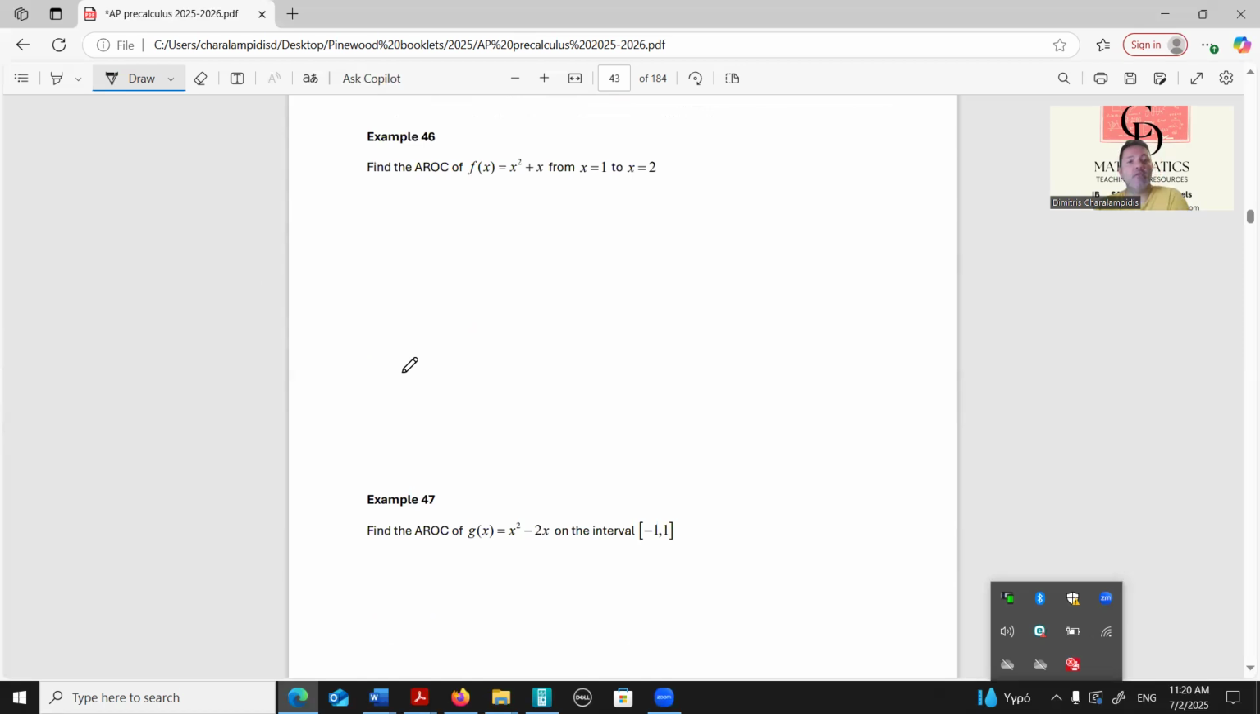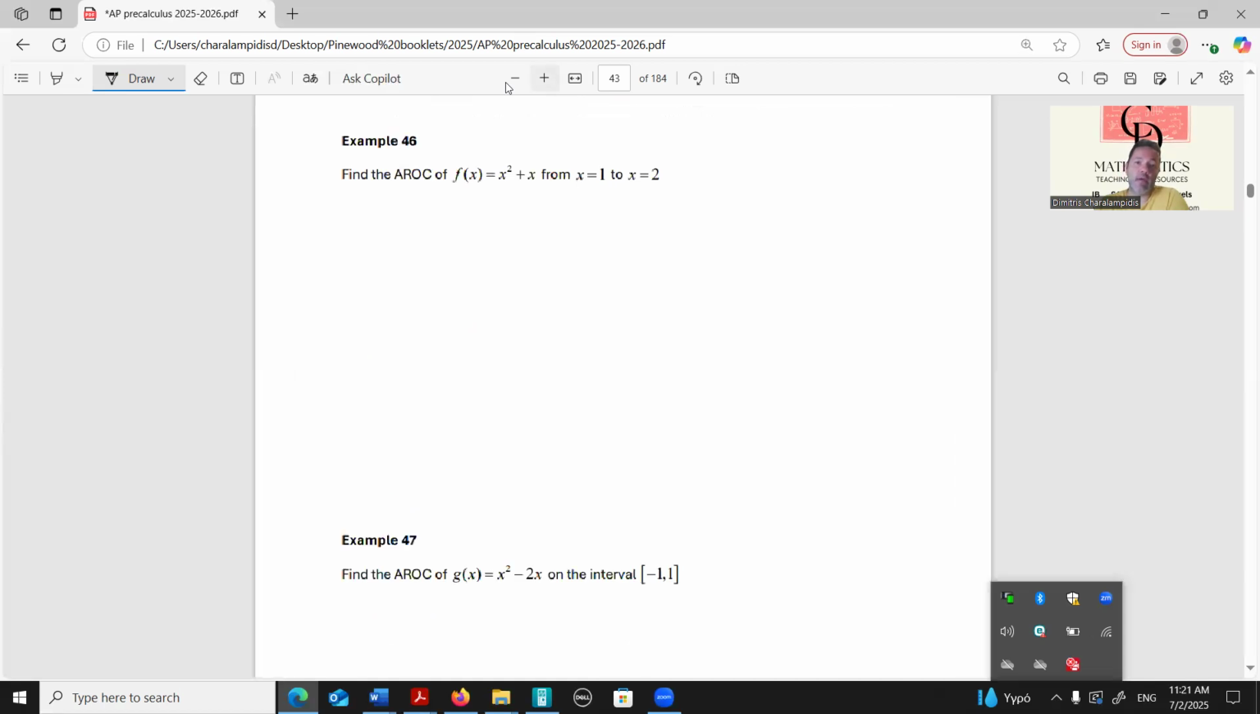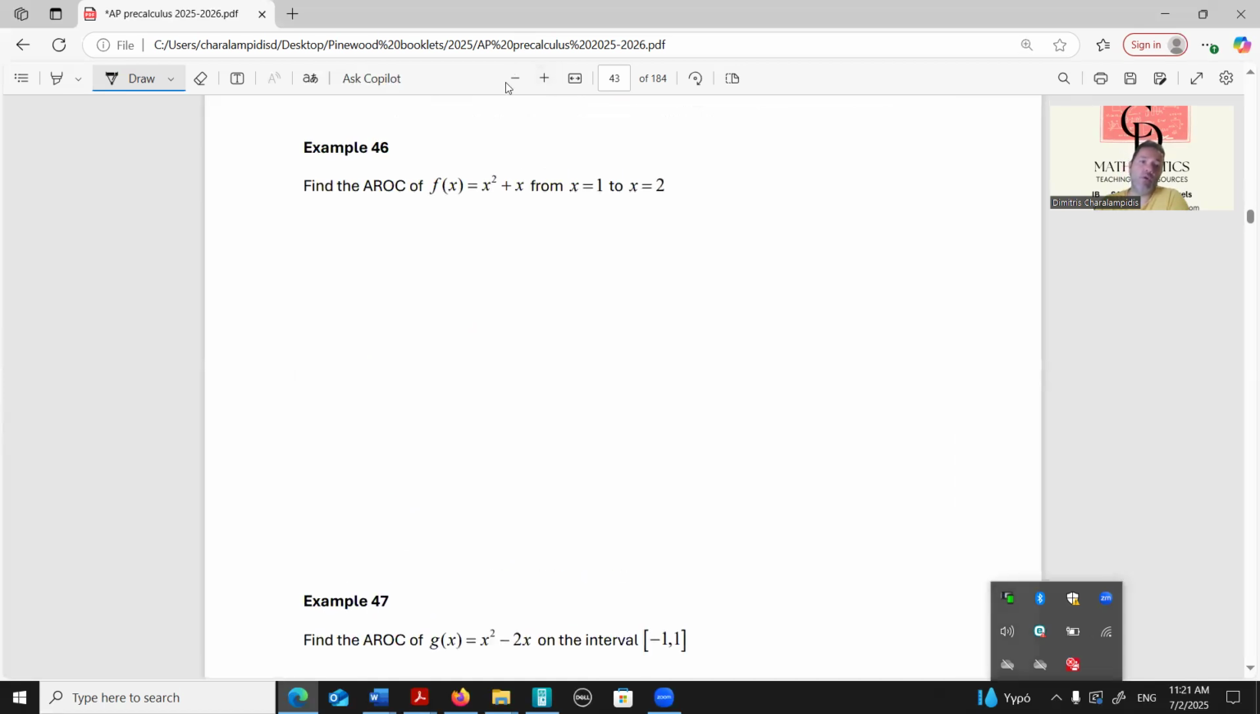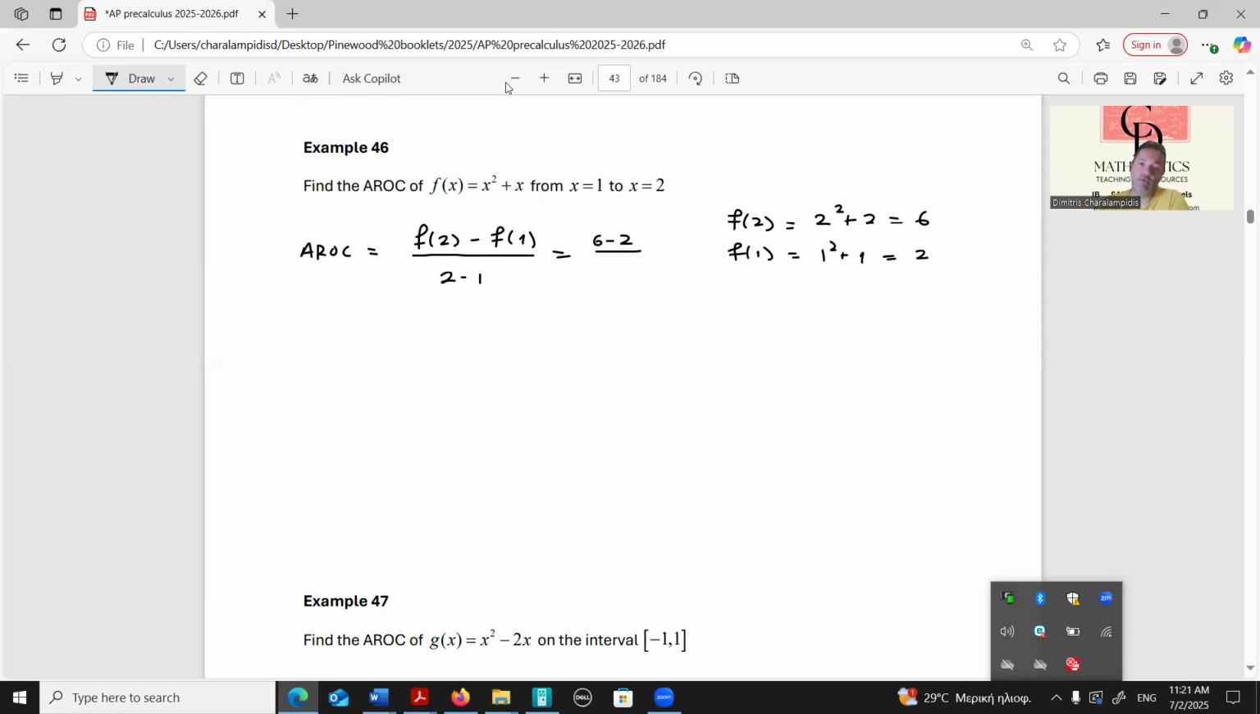Find the average rate of change of f of x equals x squared plus x from x equals 1 to x equals 2. All that I will do is simply apply the formula: f of 2 minus f of 1 over 2 minus 1. I will separately calculate these values. 2 squared plus 2 is 6, and 1 squared plus 1 is 2. So it's 6 minus 2 over 1, which is equal to 4.